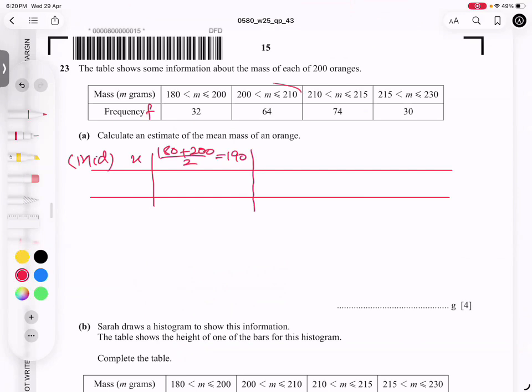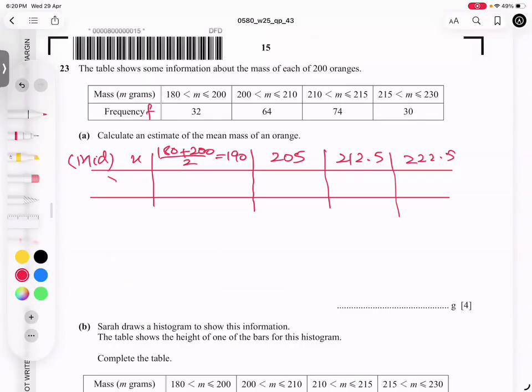So next value, add them, divide by 2. I get here 205. Add them, divide by 2. So 210, and that's it. I got 212.5. Add them and divide by 2, the way I have done the first one, it is 222.5.